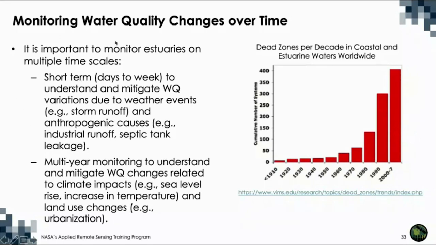interannual and longer time variations of water quality in coastal and estuarine regions. This figure on the right hand side shows dead zones in worldwide coastal and estuarine waters per decade. Here is the 1910 decade all the way to 2000 to 2007, and these are cumulative numbers of dead zones, and as you can see the number of dead zones increases from about 25 in 1910 all the way to close to 400 between 2000 and 2007. These are the zones where ecosystems are not sustainable.